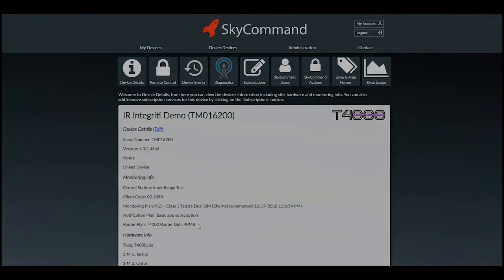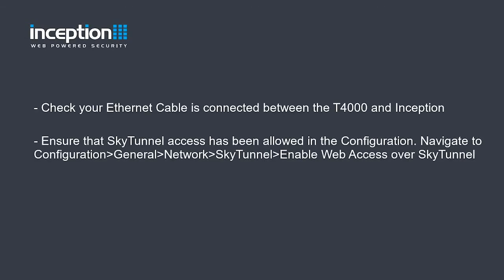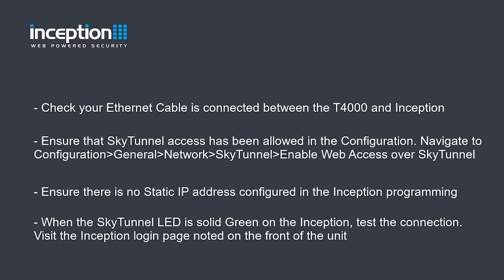Next, we'll be looking at keynotes across the different panels, starting with Inception. The main points of focus here, outside of the physical connection, is making sure that web access over SkyTunnel is allowed and that there is no static IP address programming in the panel. Make sure the Ethernet LED is solid on the Inception and wait for the SkyTunnel LED to be solid as well. Then test your connection.